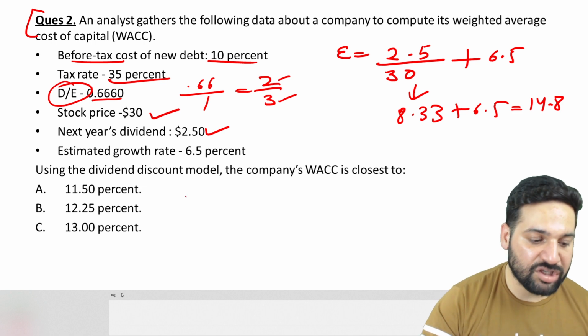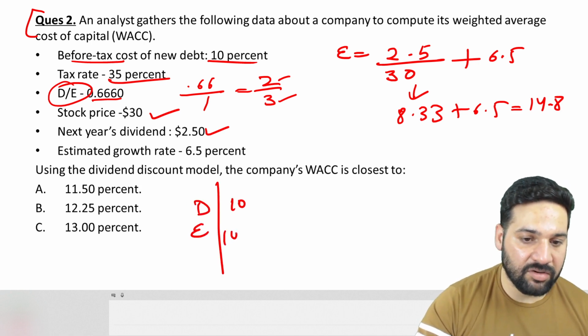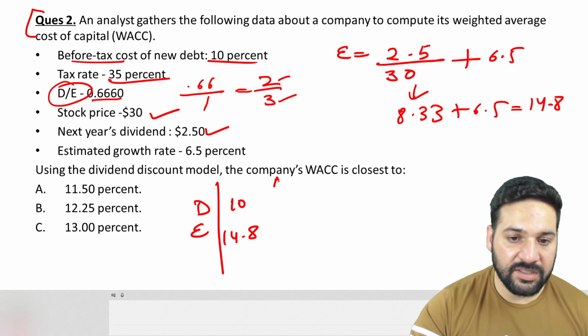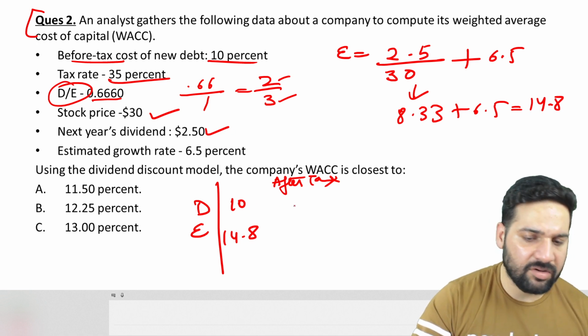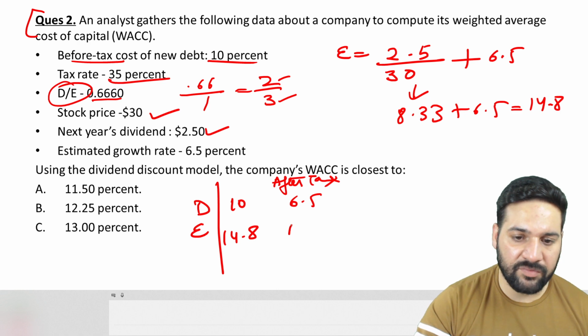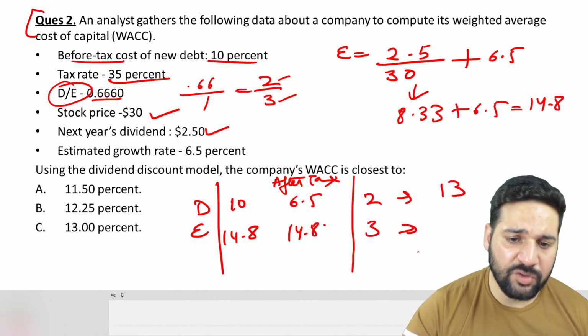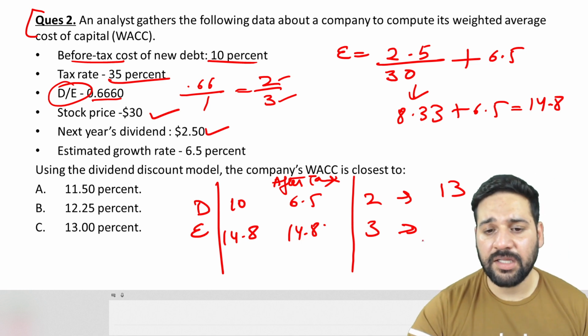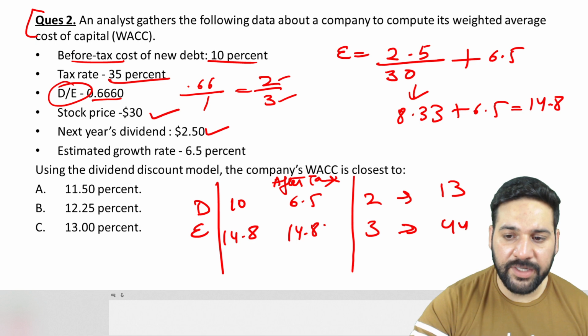So you got the cost of equity, you got the cost of debt. The cost of debt is 10, the cost of equity is 14.8. After tax, the tax is 35%, so after tax cost is 6.5. For equity there is nothing like that. And then the weights we are given are 2 and 3. So after weight it is 13, and this one is 14 threes. You can directly count it on your fingers. It is 42, and then 44.4 point exactly.